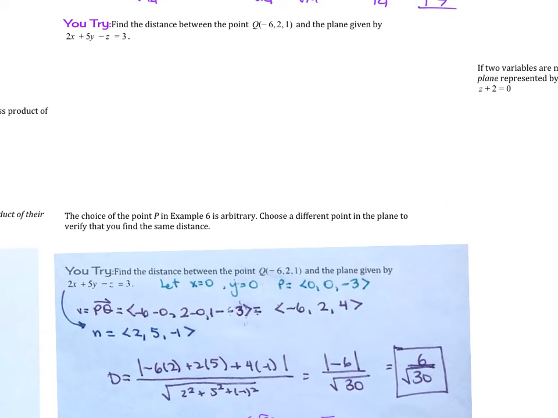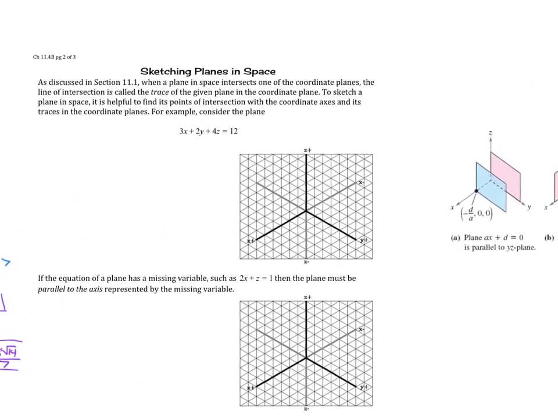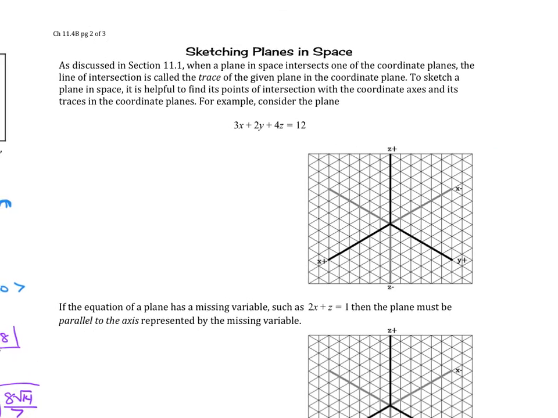So again, the choice of the point P in example 6 is arbitrary. You can choose a different point in the plane, number one, to verify that you find the same distance, or because it is more convenient to pick another number. Now just real quick, because you have to sketch some planes in space in the homework.